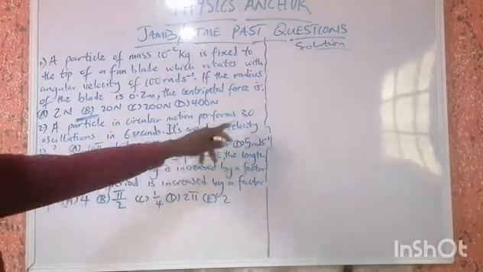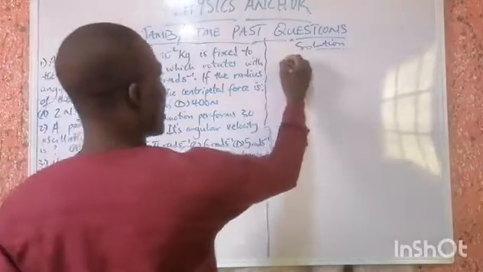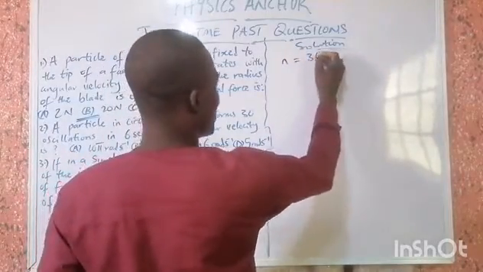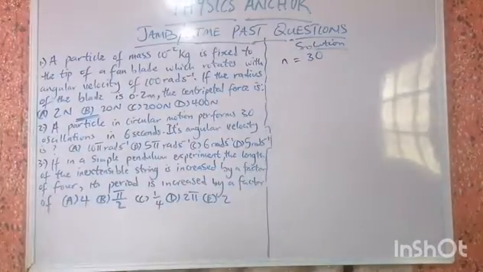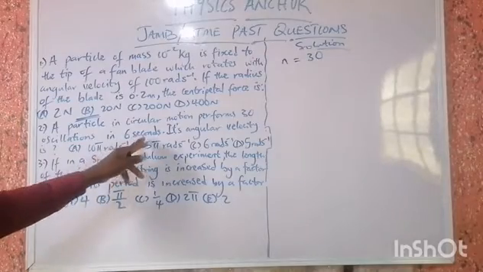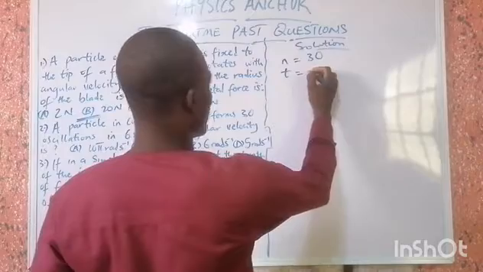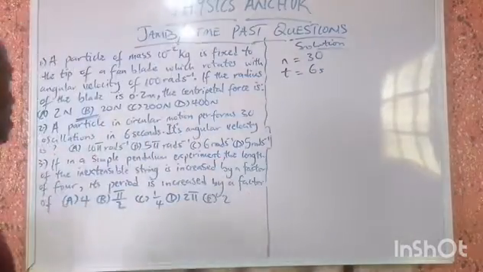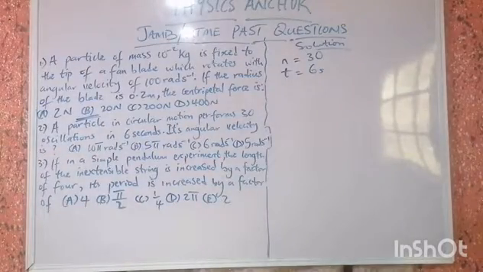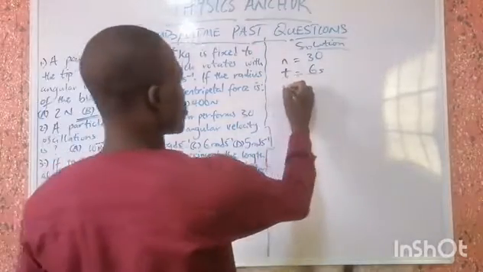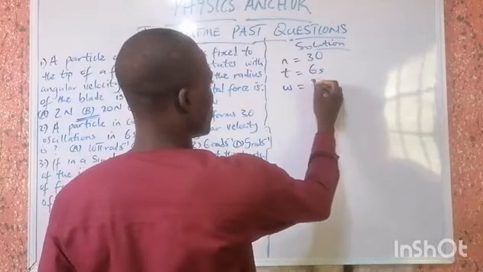It performs 30 oscillations, so our number of oscillations, n, is equal to 30. In 6 seconds, that's t equals 6 seconds, the time taken. They want us to calculate the angular velocity.